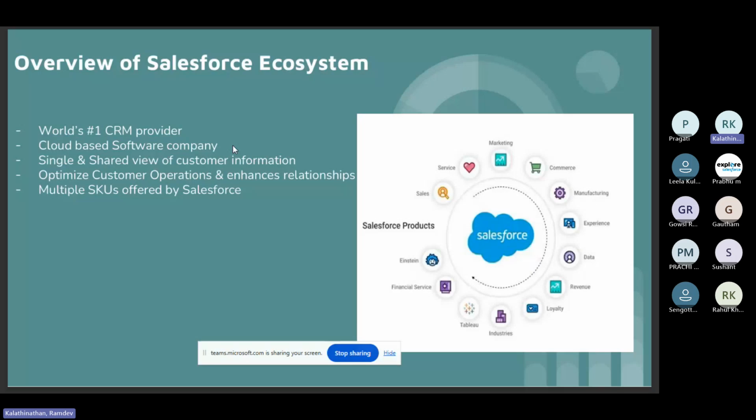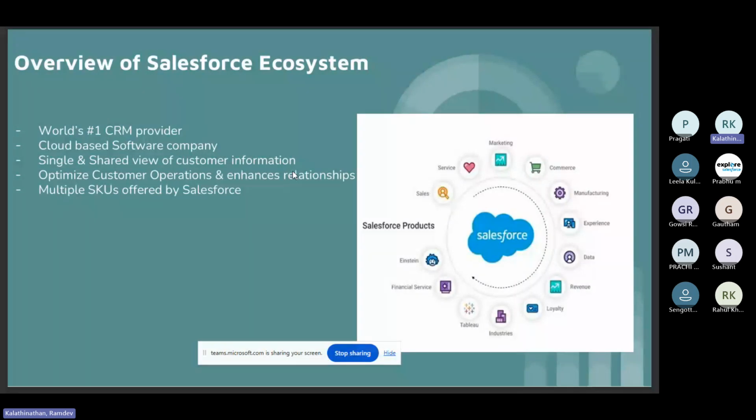Right? So all of this Salesforce will be able to help you with. Okay, and it helps you optimize customer operations. Like it could be touch points to customers, it could be tracking whatever they do, right? All of this. And it also helps you to enhance relationships. Now, I would want to talk a little bit about this enhancing relationship, right?